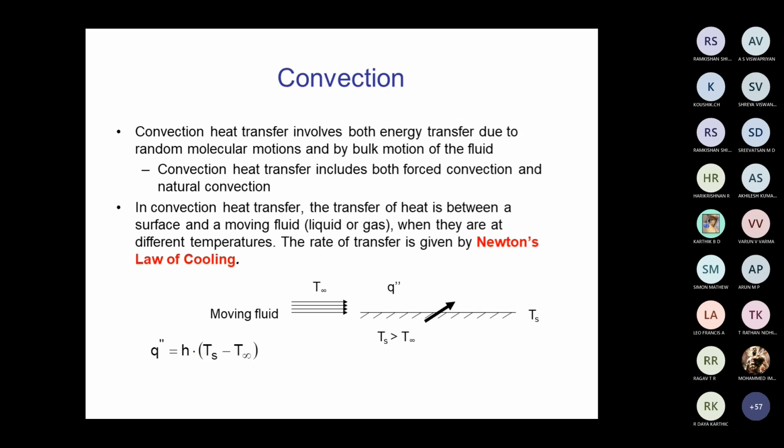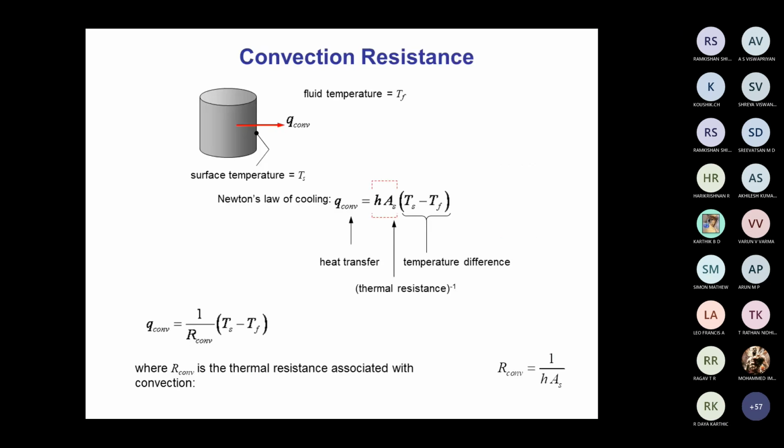Newton's law of cooling says that the heat transferred between a surface and a fluid is directly proportional to the temperature difference between the surface and the fluid, as well as the cross-sectional area over which the fluid flows. Q is equal to hA delta T, where h is a constant, and that constant is said to be the convective heat transfer coefficient.